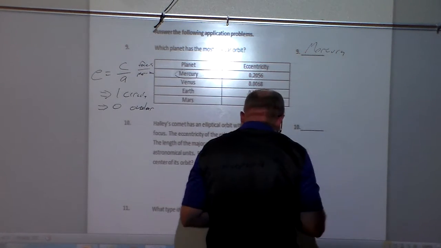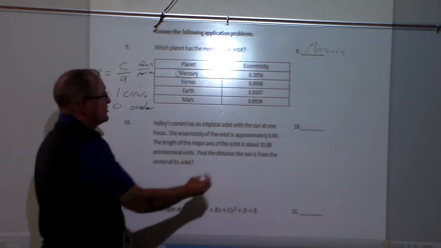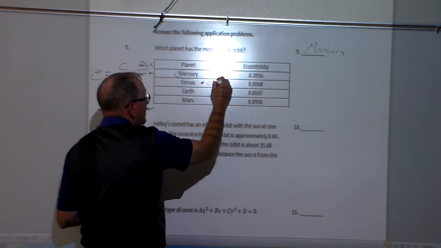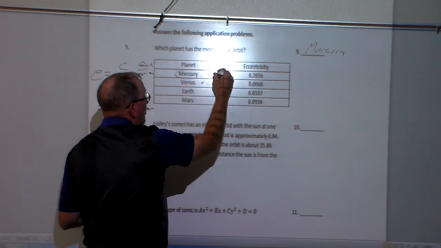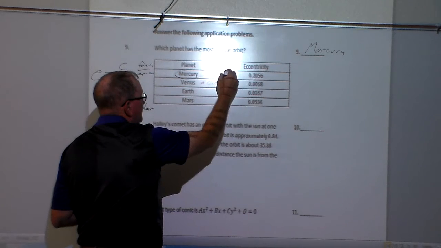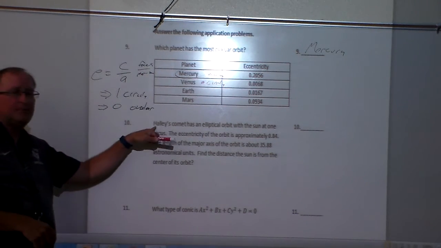So conversely, which one of these would be the least ovular? Well, that would be the smallest, which would be Venus. I'm sorry, Venus would be the most circular, and this one would be the most ovular. All right? So just kind of to know about that. So let's look at this question here, number 10.